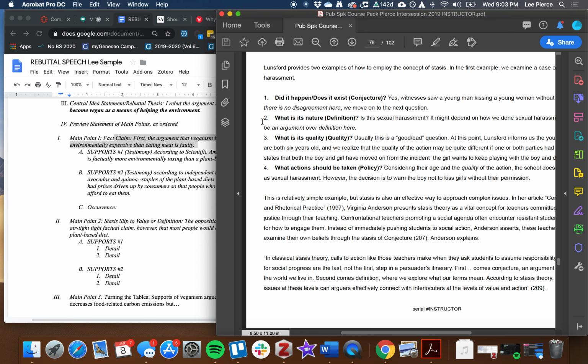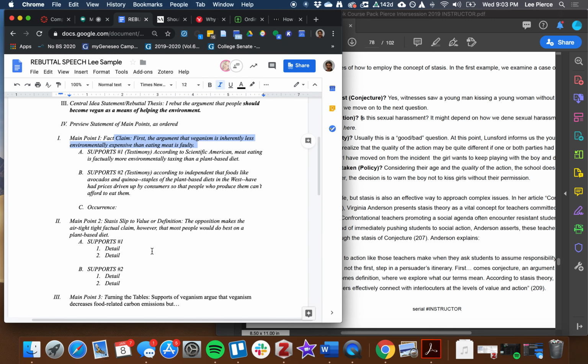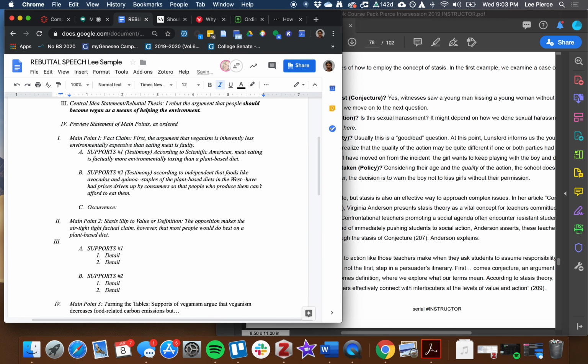So you've either got to slip to a claim of definition, or you have to slip to a claim of quality. You can do either one. Totally up to you. So I'll show you two different options. So option A, because don't do both, right? Unless you have a really short speech for some reason and you want to add a fourth main point, which I guess you could.